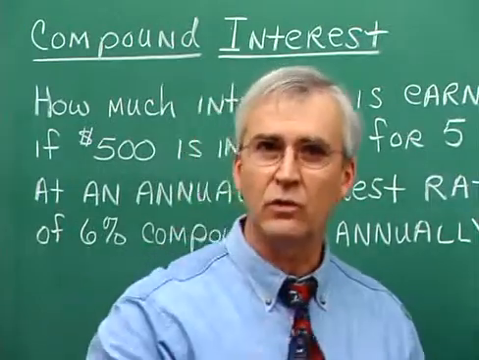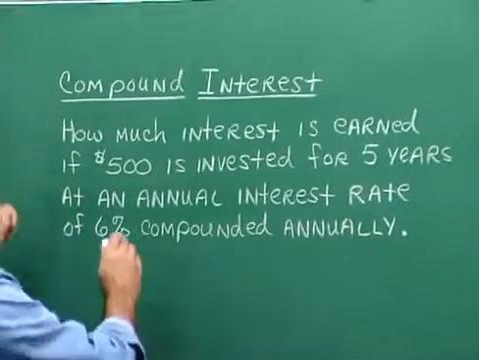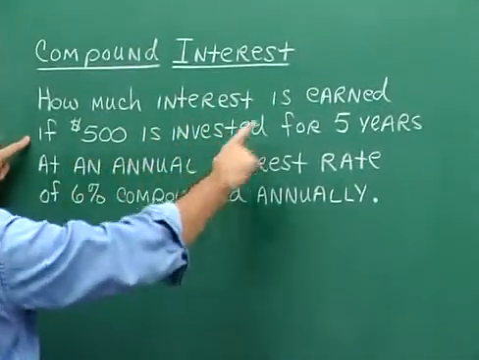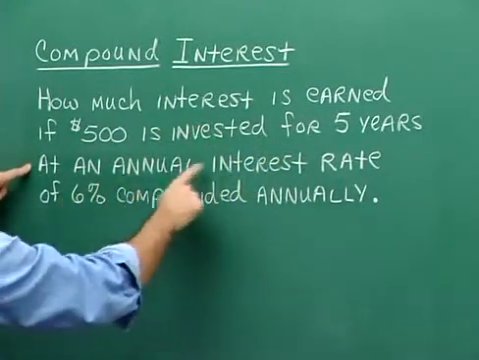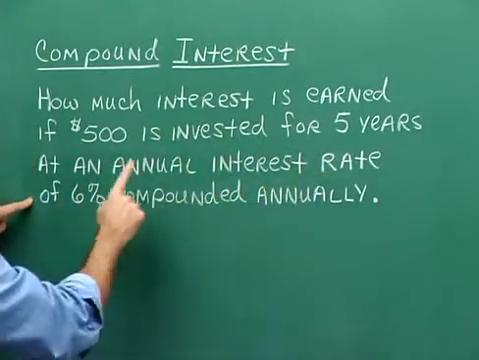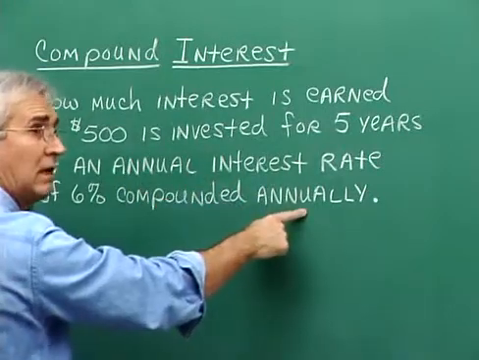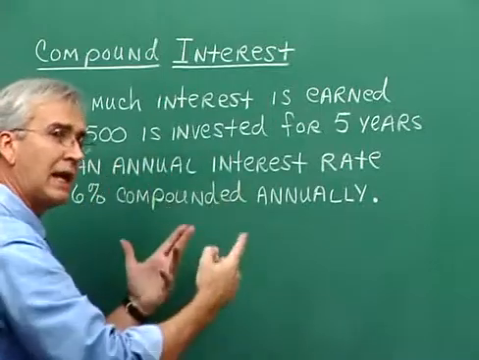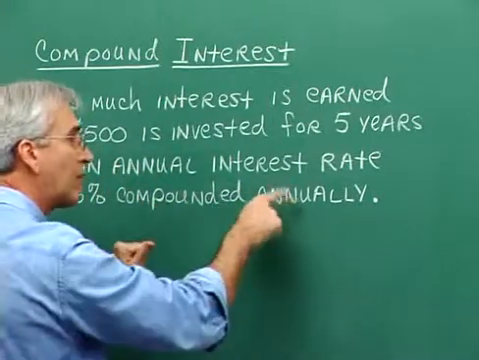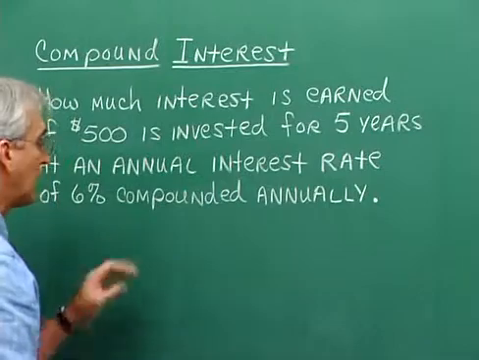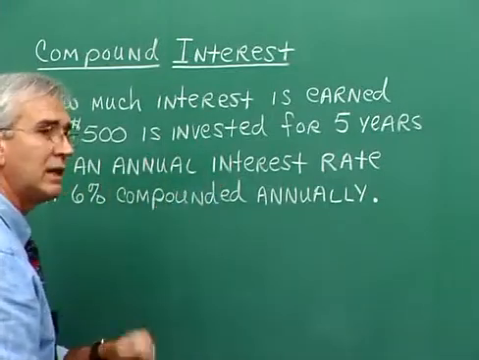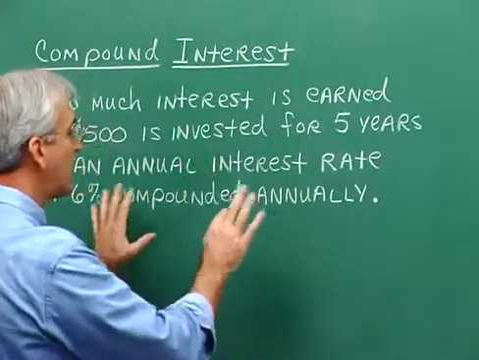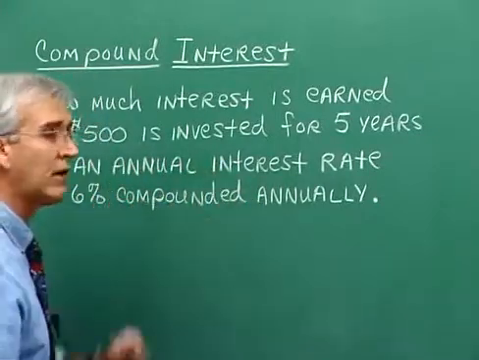Now let's just look directly at the example without explaining further. How much interest is earned if $500 is invested for 5 years at an annual interest rate of 6% compounded annually? Now, compounding annually means that the interest is figured out every year. The compounding of interest may occur monthly, it may occur daily, it could occur in a lot of different time frames. But here in this example, it's compounded annually.